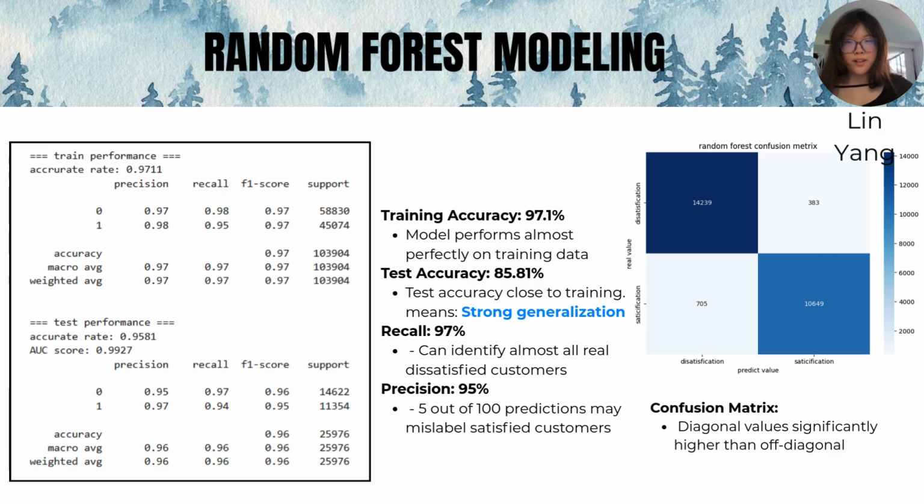The recall is 97%, meaning the model identified almost all dissatisfied passengers. Precision is 95%, showing few misclassified customers, a minimal trade-off in this case. The confusion matrix supports this, with most values on the diagonal, reflecting strong prediction accuracy and low error.